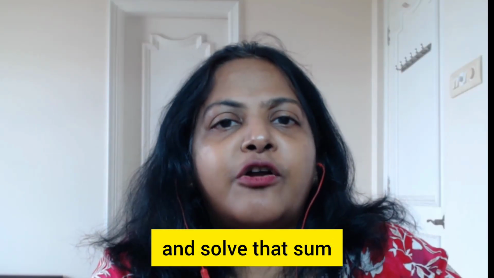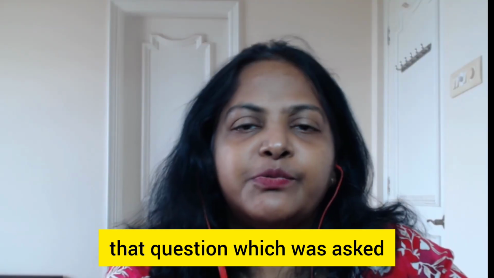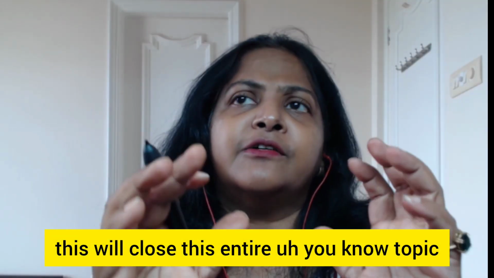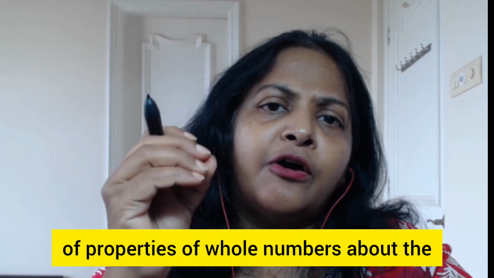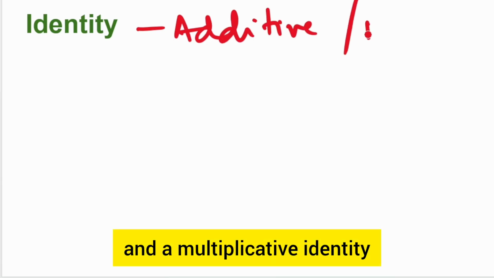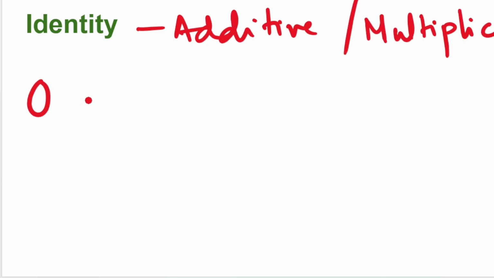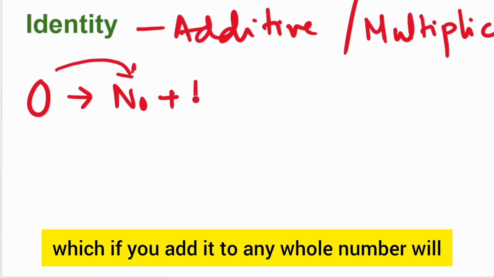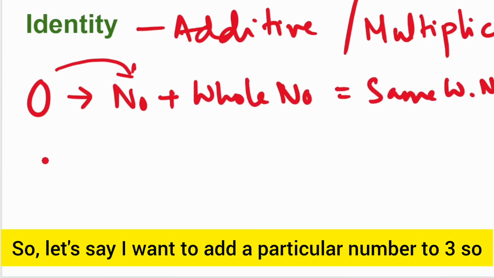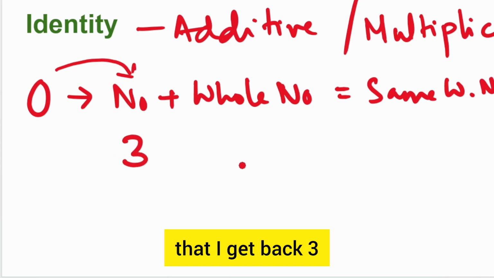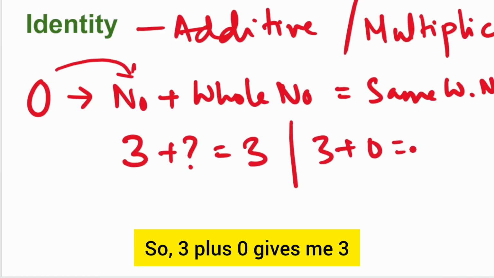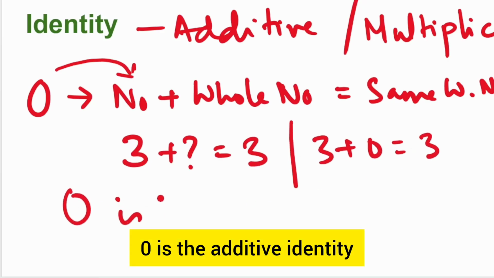Now before I go back and solve that sum which I showed you, that question which was asked, which tests your concept, let me also explain the concept of identity. This will close this entire topic of properties of whole numbers. So every whole number has an additive identity and a multiplicative identity. So the additive identity is 0, which is a number which if you add it to any whole number will give me back the same whole number. So let's say I want to add a particular number to 3 so that I get back 3. So 3 plus what number will give me 3? So 3 plus 0 gives me 3. So 0 is the additive identity.